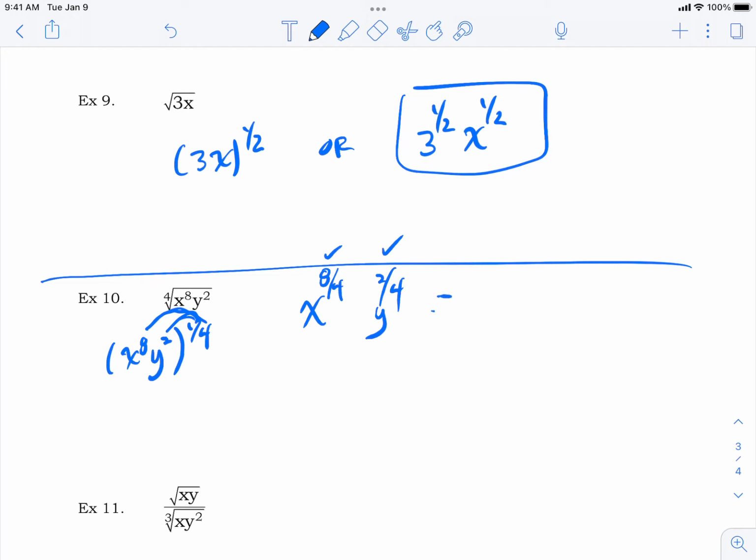You don't mind that much, do you? So, of course, we can reduce these fractions. So x to the 8/4 really is the same as x squared. 8/4 reduces to 2. 2/4 reduces to 1/2. So, yeah, reduce your fractions.